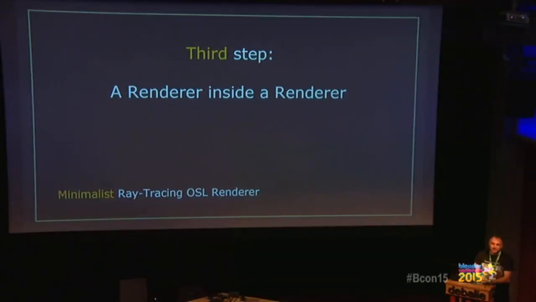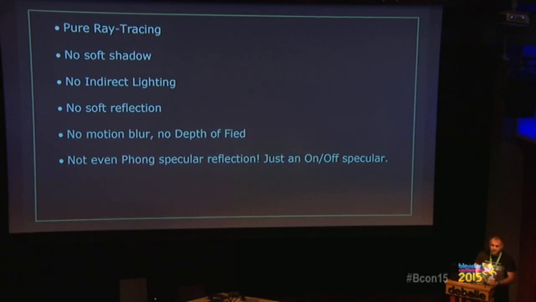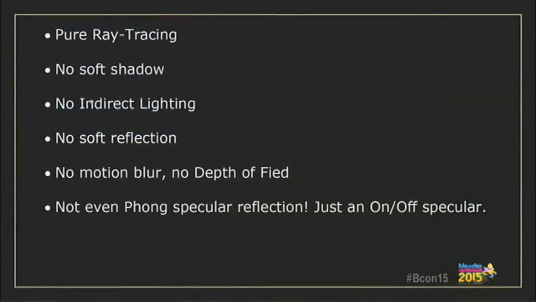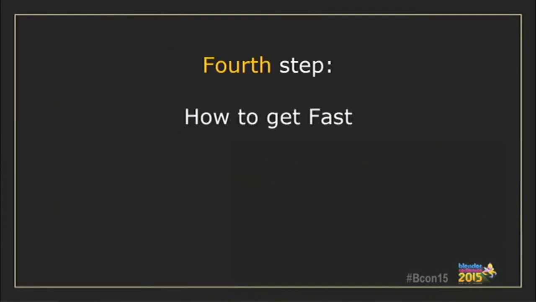Then came writing the renderer of the Juggler. It was the fun part: how to write a pure ray tracing renderer inside OSL. The main goal was to have it in real time, so it's not a full renderer. It's really optimized just for the Juggler. So I want pure ray tracing and nothing new. Nothing fancy, actually. No soft shadow, no motion blur, not even a Phong. The specular of the Juggler was just on-off: specular, not specular. So first, I want to have the same look as the original Juggler. And second, I want to make it as fast as possible.